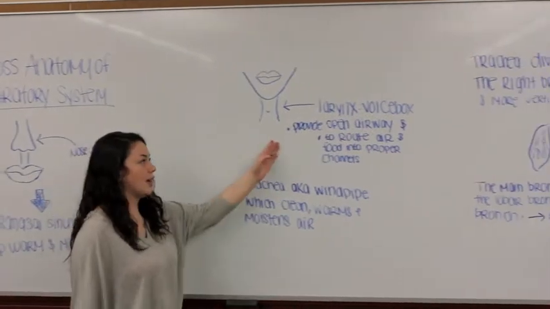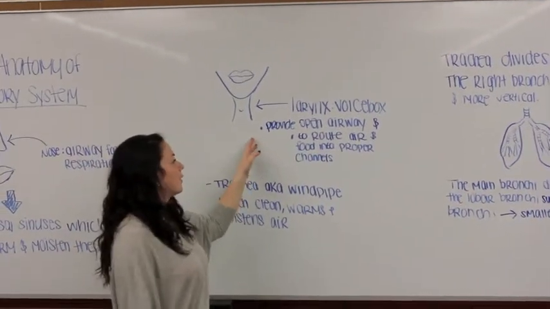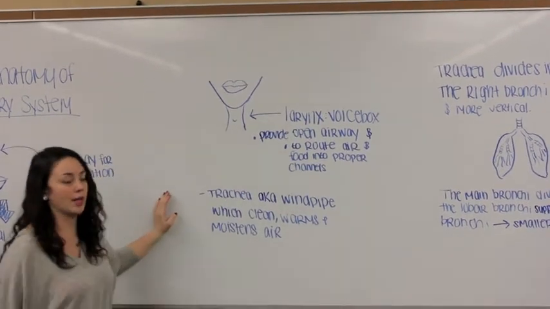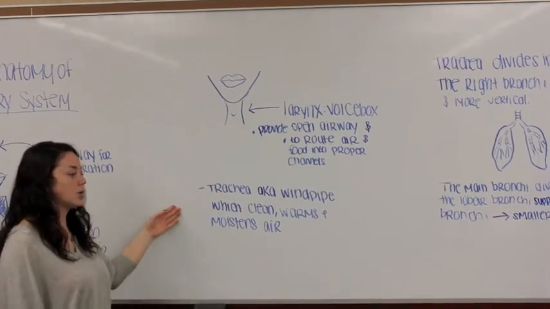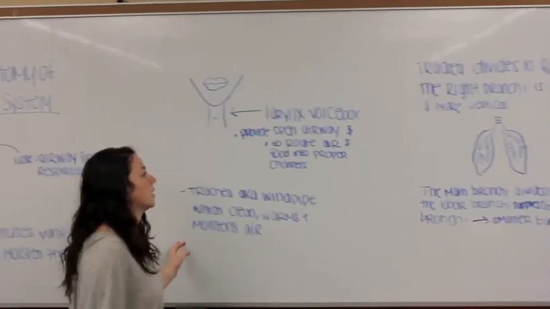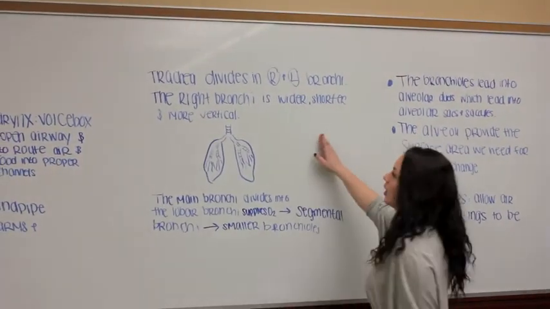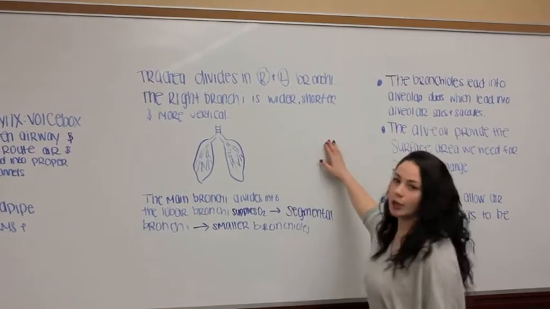We then go to the larynx, which is the voice box, and it provides an open airway, and also helps route air and food into the proper channels. We then go to the trachea, which is the windpipe. It cleans, warms, and moistens the air as well. The trachea divides into the right and left bronchi. The right bronchus is wider, shorter, and more vertical.